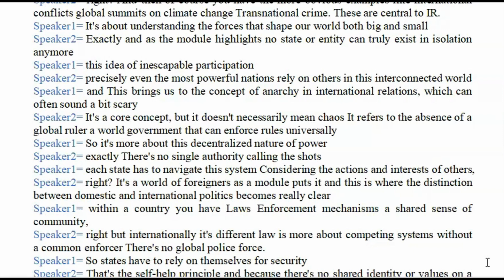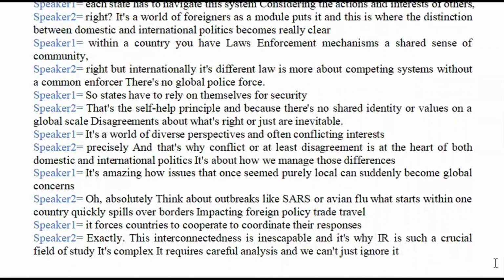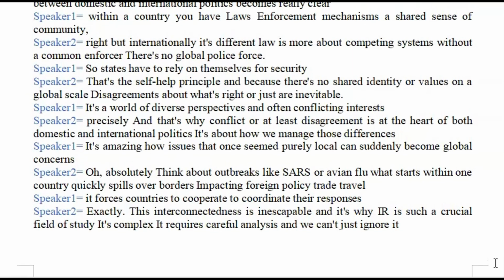Law is more about competing systems without a common enforcer. There's no global police force. So states have to rely on themselves for security. That's the self-help principle. And because there's no shared identity or values on a global scale, disagreements about what's right or just are inevitable. It's a world of diverse perspectives and often conflicting interests. Precisely. And that's why conflict, or at least disagreement, is at the heart of both domestic and international politics. It's about how we manage those differences.